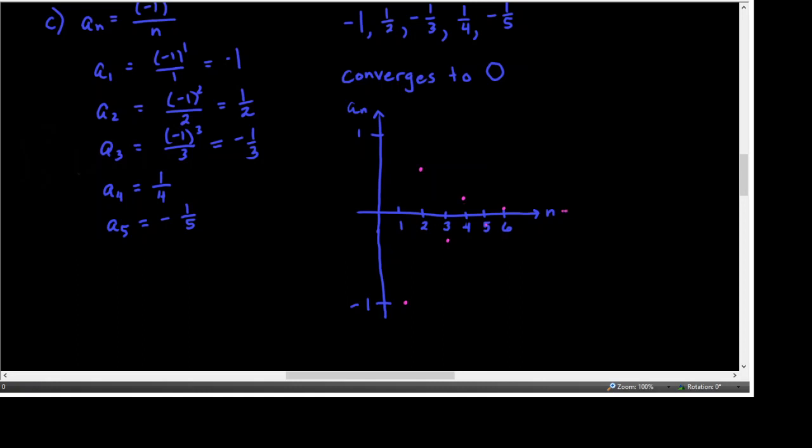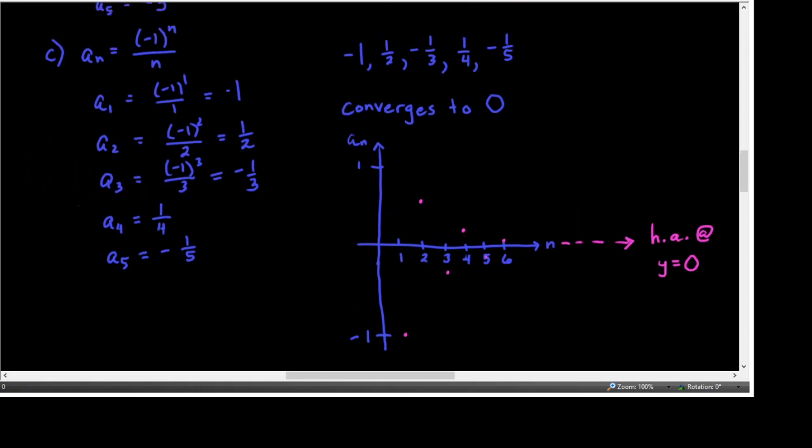And if this were a function, what would we call this line that it's approaching? Right, it would be called a horizontal asymptote at y equals 0. So one of the things about convergent sequences is that if you were to graph them, they converge on a horizontal asymptote, if they actually converge. Not all sequences converge, but this one does.